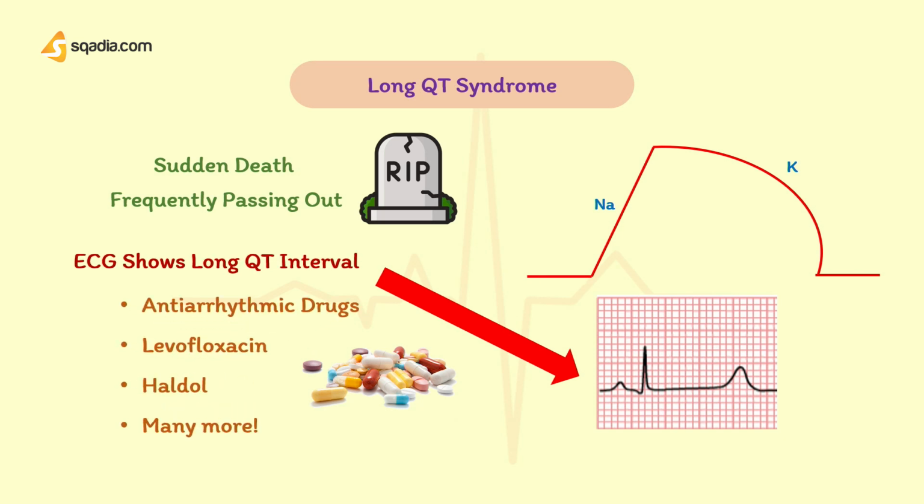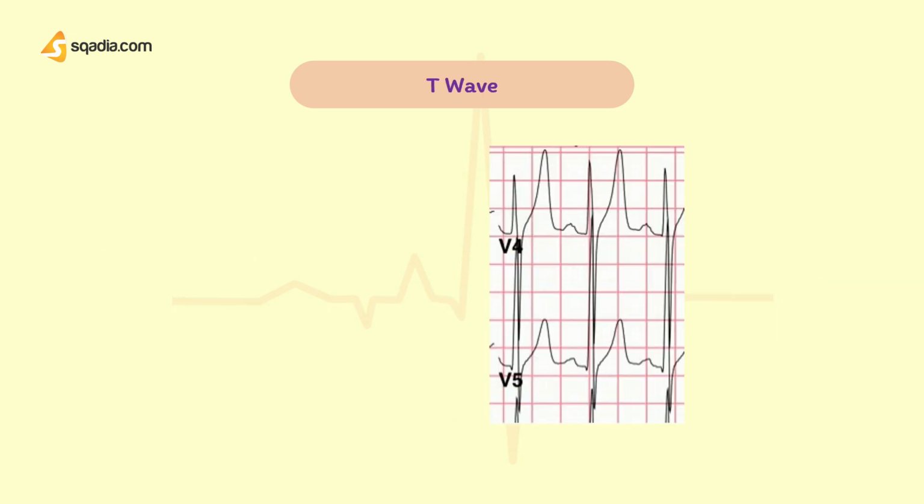Acquired long QT syndrome, where the condition described can come about, is caused by antiarrhythmic drugs, levofloxacin, Haldol, and many other drugs. Patients with congenital long QT syndrome must avoid all those drugs. T-wave prolongation may be from hyperkalemia and early ischemia.